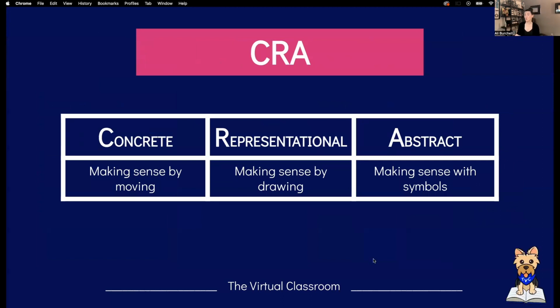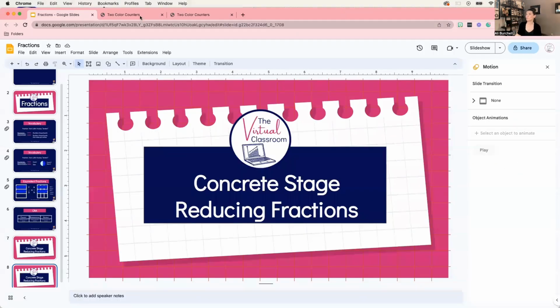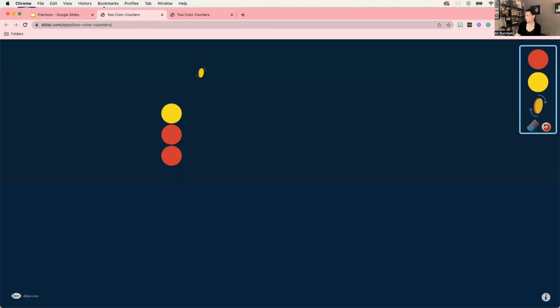So, as promised, we're going to look at the concrete stage, making sense by moving, and we're going to be talking about reducing fractions. To do this, I'm going to be using virtual counters, two-sided counters. So we're going to start with the fraction 1/3. I have 1/3 represented here. The size is 3, 1, 2, 3, and the count is 1. I have 1 flipped over.